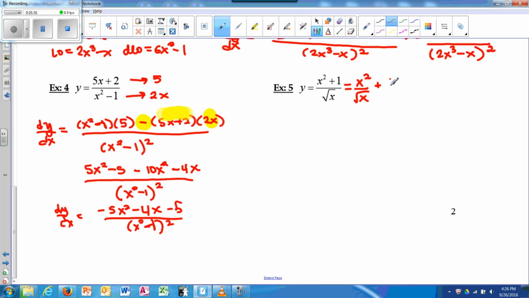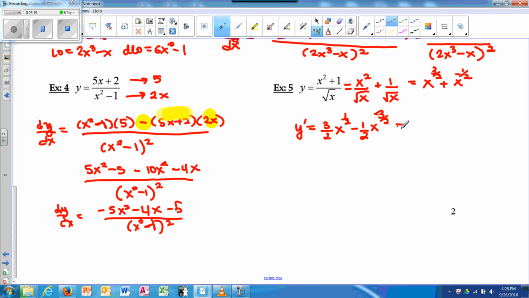Now for example 5, I wouldn't use the quotient rule. The reason I wouldn't use the quotient rule is because I can relatively easily turn this into the power rule. Because x squared is being divided by root x, and the plus 1 is also being divided by root x. So since root x is a half power, that means this is x to the 1.5, or 3/2 power. Since this is just on the bottom, it simply means we have x to the negative half. So for this one, I would use the power rule.